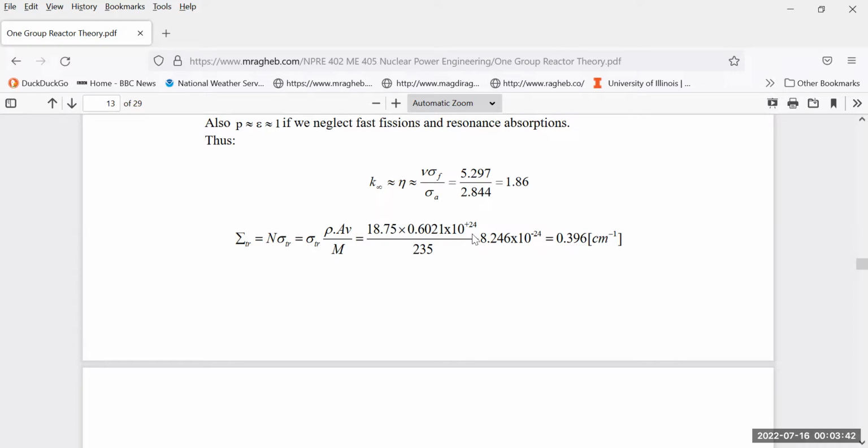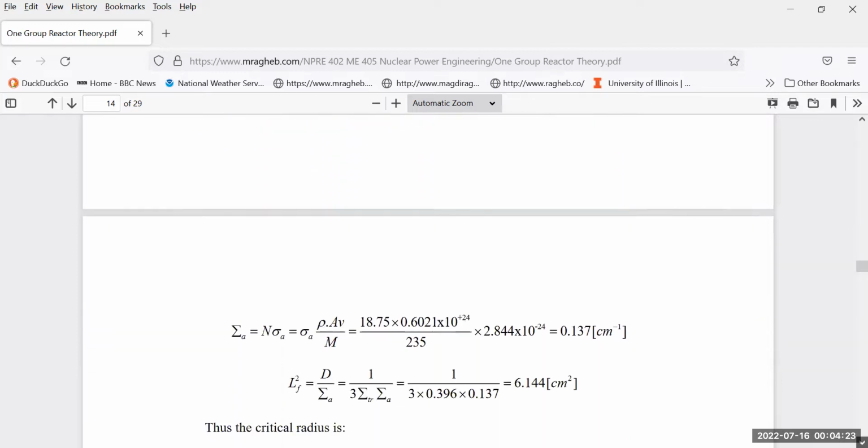this number here, N, is first the density multiplied into Avogadro's number, and then you have the transport cross-section 8.46, times 10 to the minus 24 to turn your barn into centimeter squared. So that 10 to the 24 and 10 to the minus 24 cancel out. And you could see why when I reported to you the value of Avogadro's number, I always wrote it as 0.6 times 10 to the 24, because that 10 to the 24 cancels with that 10 to the minus 24 here. And the macroscopic transport cross-section is 0.396 centimeter minus 1.